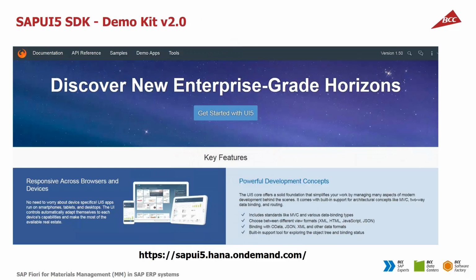As I mentioned, one of the main elements from the technological point of view is the SAP UI5 control library. This control library is available publicly on sapui5.hana.ondemand.com, and there is also an open source version of this library, which is called OpenUI5. Please feel free to check what types of applications can be built using this technology, and you will discover new enterprise-grade horizons, definitely.